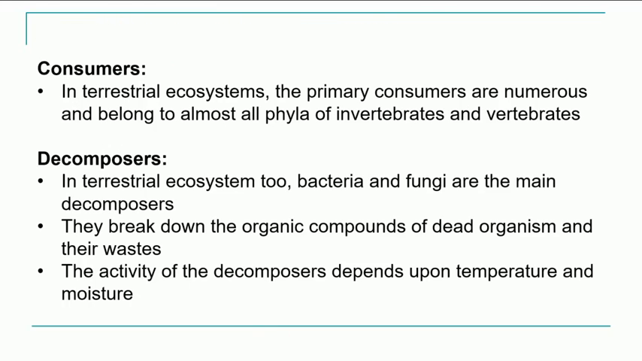Then come the consumers. These consumers feed on the producers, or plants, and they can be of various types like primary, secondary, tertiary, as well as quaternary consumers, and they belong to different invertebrate as well as vertebrate phyla. The last important component of the terrestrial ecosystem is the decomposers, in the form of bacteria and fungi, which break down the organic compounds of dead organisms and give the energy and nutrients back to the system.